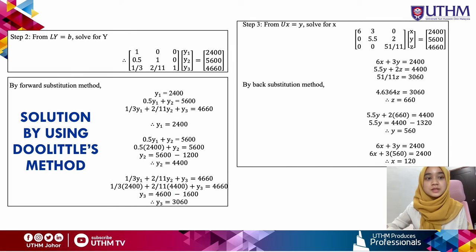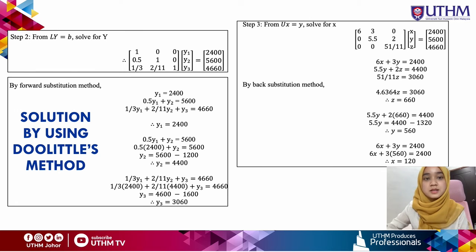And then for step 2, from LY is equal to B, we can solve for Y. As we know, we already get the value for L and also B. So, by forward substitution method, we can get the value of Y1, Y2, and then Y3.